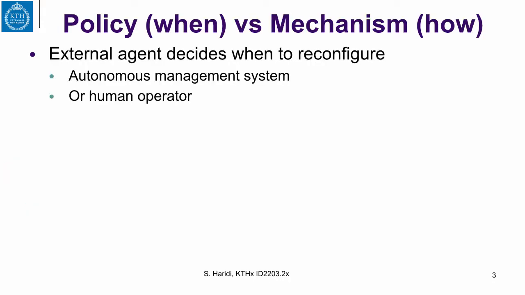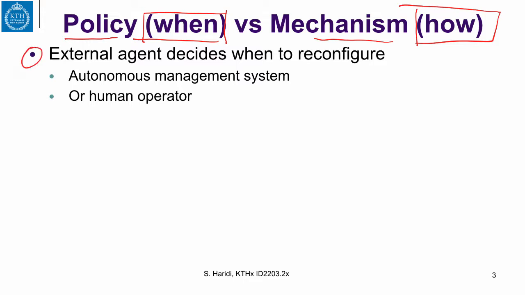When we consider reconfiguration of a replicated state machine, we have to distinguish between policy and mechanism. Policy means when we need to reconfigure our state machine, and mechanism is concerned with how we do the reconfiguration. There are many different ways to do this. For example, an external agent can decide when to reconfigure, and this is part of the policy. This external agent could be an autonomous management system or a human-operated management system. Both are possible.